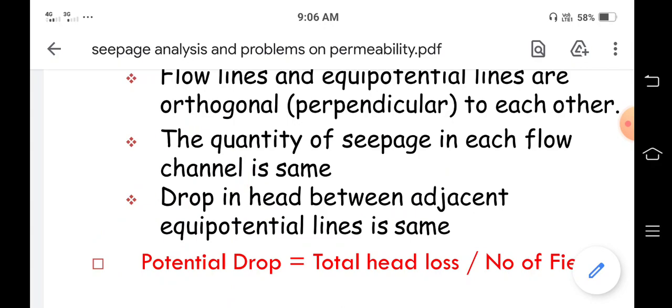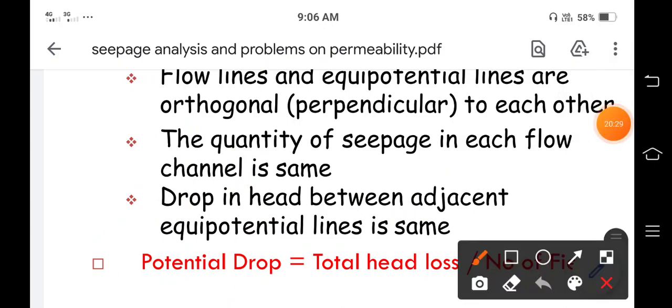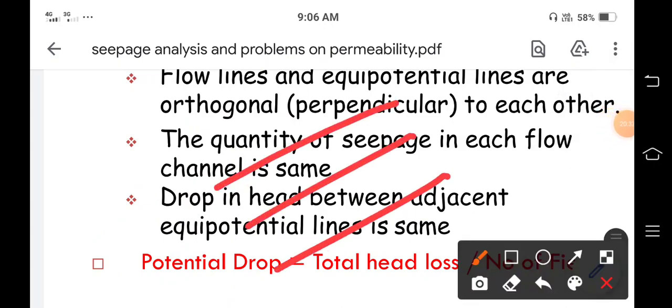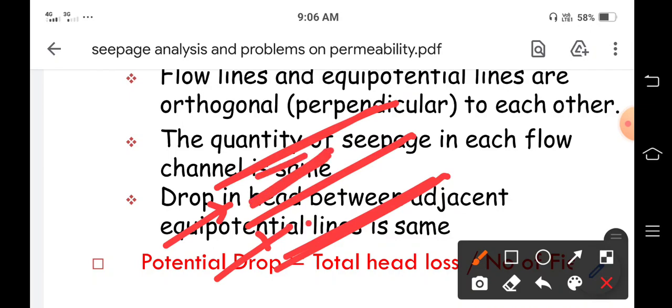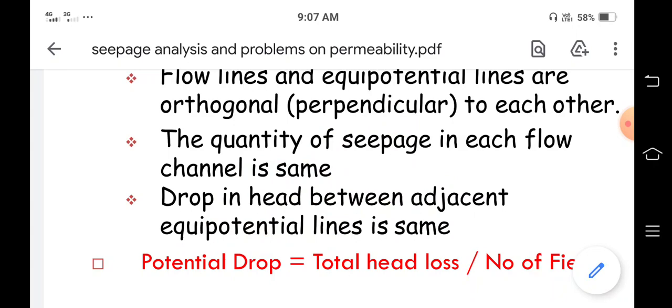Then the quantity of seepage in each flow channel is the same. What is meant by flow channels? Flow channel means the space between two flow lines. While water is entering this flow channel, the quantity of water will be the same. The water that goes into this flow channel, the same amount will go into the other channel. That is called the quantity of water seepage, or quantity of discharge, is the same in each flow channel.